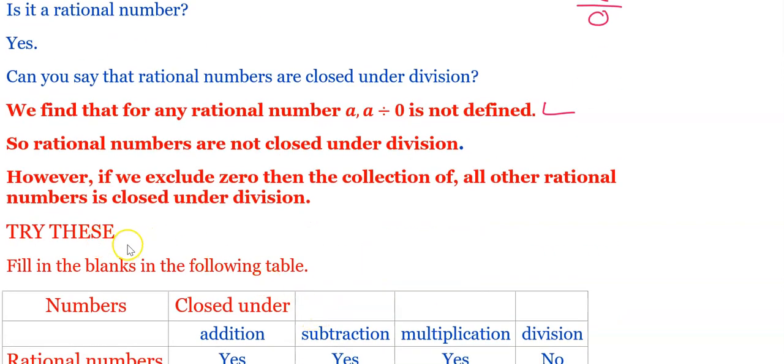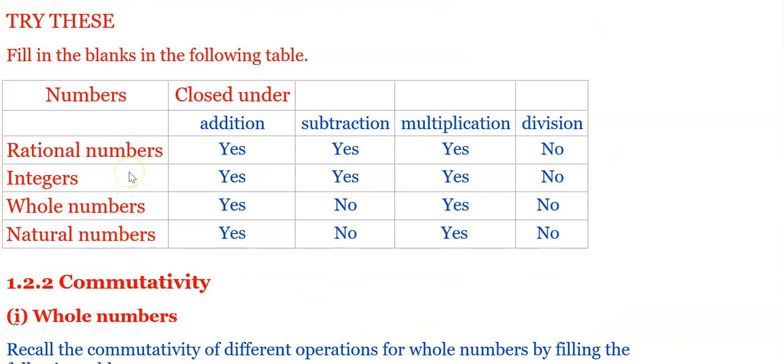Now try this table also. You can try rational numbers, integers, whole numbers, natural numbers. They are closed under addition. It means that if we take any two elements from all these sets and add them, then it is again in the set. It is closed under this operation. What about subtraction?